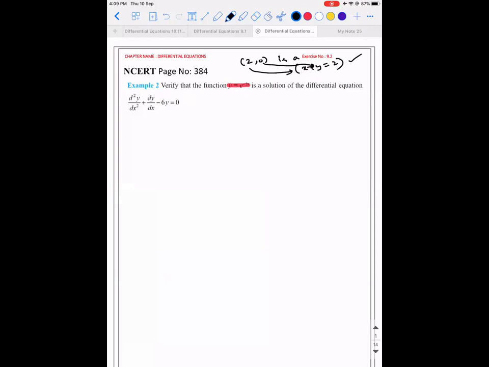But here you have to take this y and substitute it in the equation. Since y is given, observe: y is equal to e power minus 3x. In what they're asking us to prove, you have dy by dx. So what is dy by dx? It is minus 3 e power minus 3x. d square y by dx square is 9 e power minus 3x.